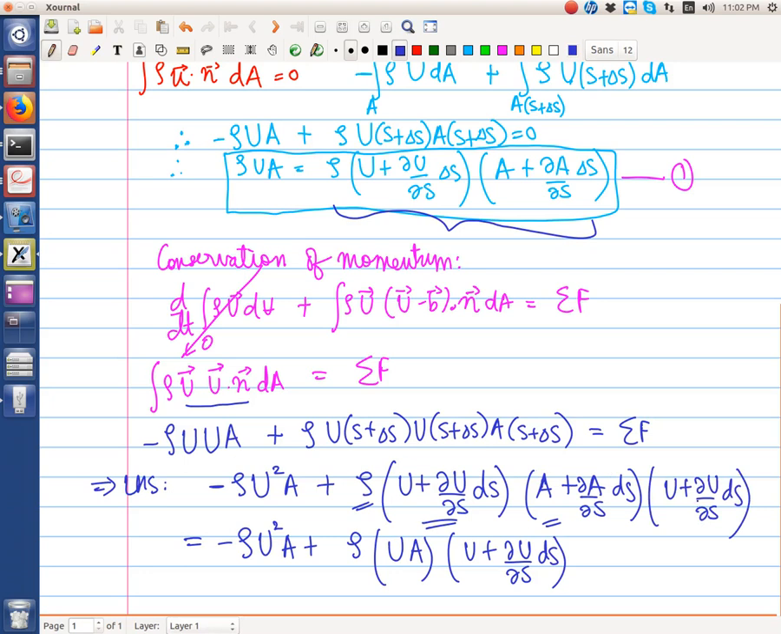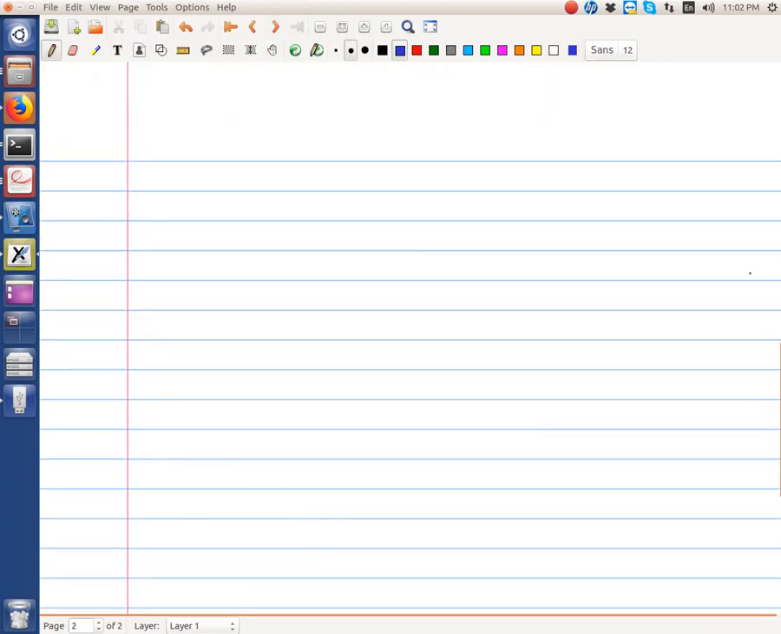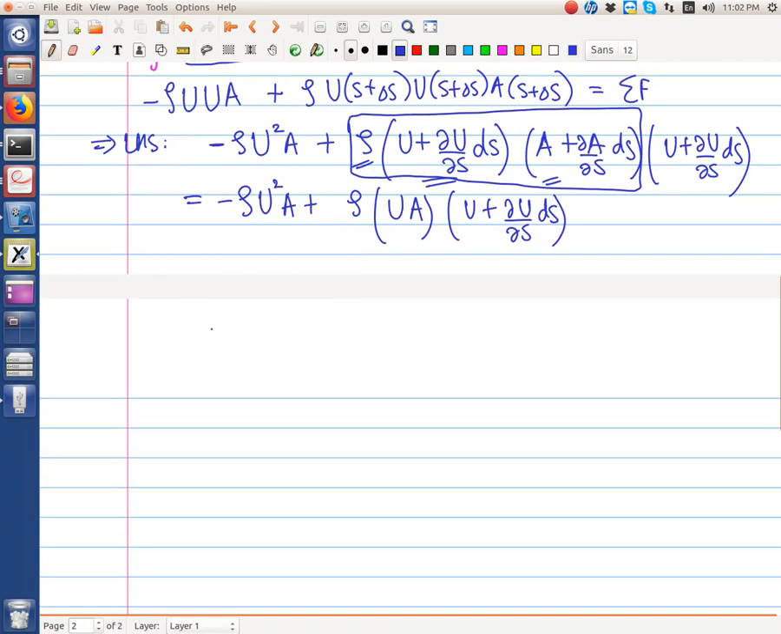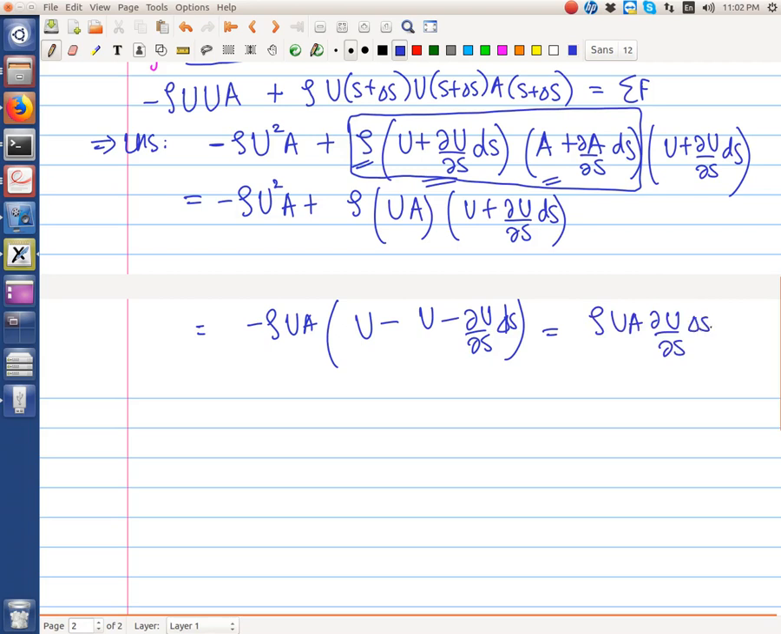The square I split in two terms, and this whole term is nothing but the right hand side of equation 1. We substitute over here. So this term becomes equal to minus rho u a u minus del u del s delta s, which is equal to rho u a del u del s delta s.